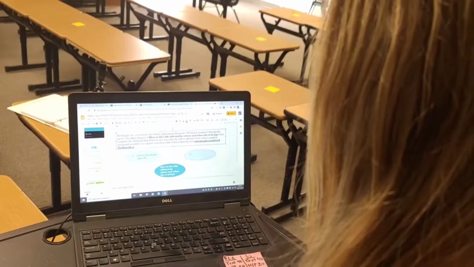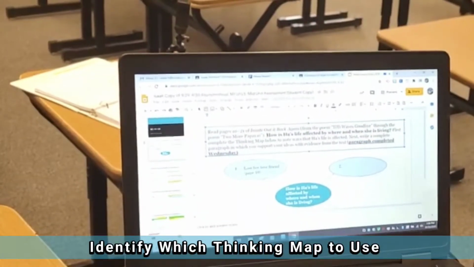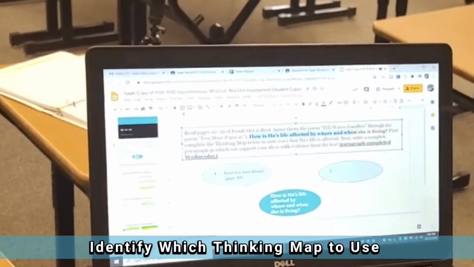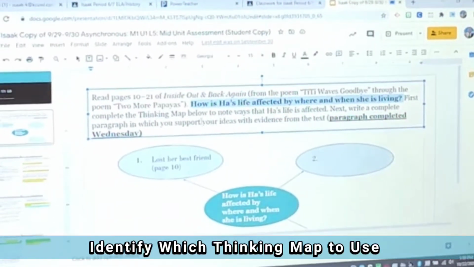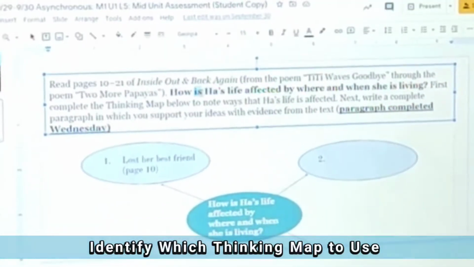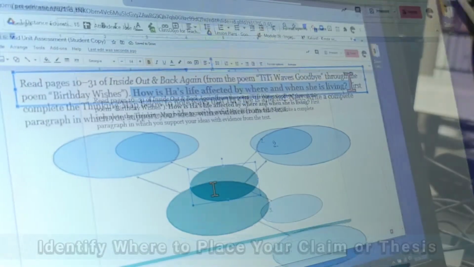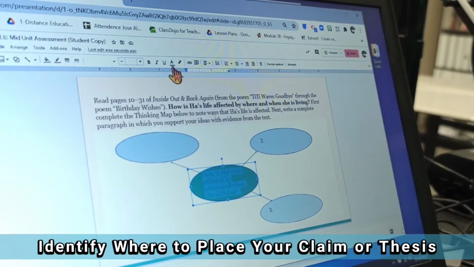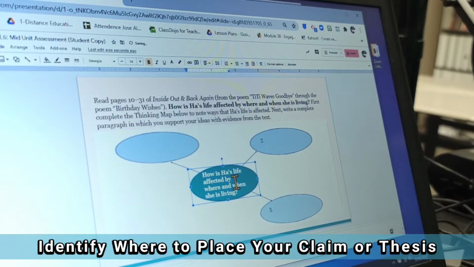Once you're in your synchronous class time, you'll model for the students how to read the prompt. Identify which thinking map works best for each prompt and why you chose it. Then you can begin filling in your thinking map with your students. Then identify where to place your thesis or claim on a thinking map. Remember to always think out loud so students know why you are taking these actions.